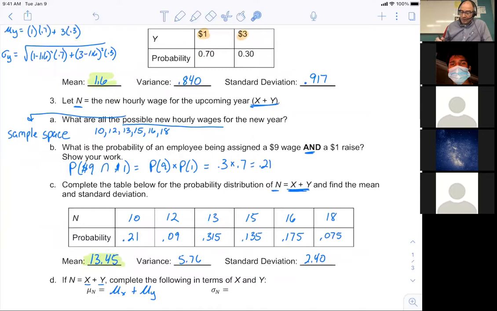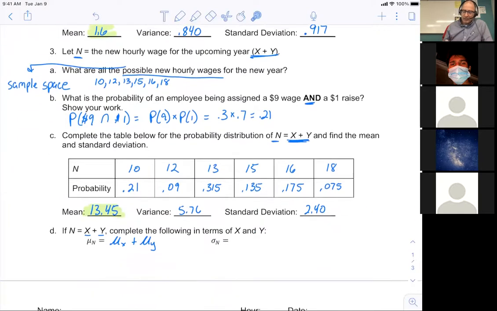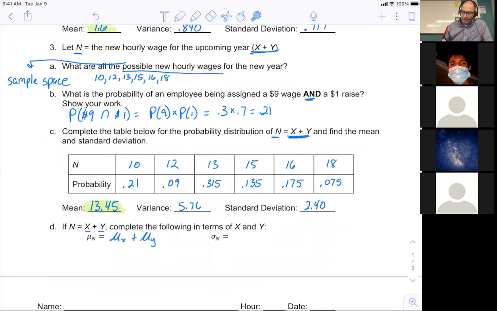Something like that, but I have a standard deviation of 2.4. So what I have to realize is the standard deviation does not follow that process at all. And actually, we've talked about this before, but what happens is we can't just add standard deviations together. We have to add variances together.